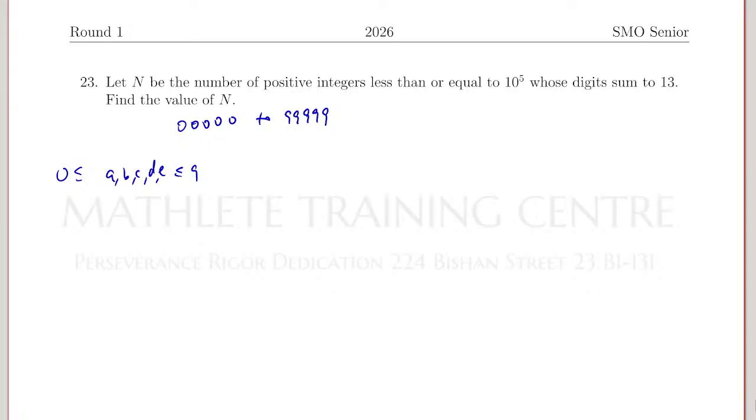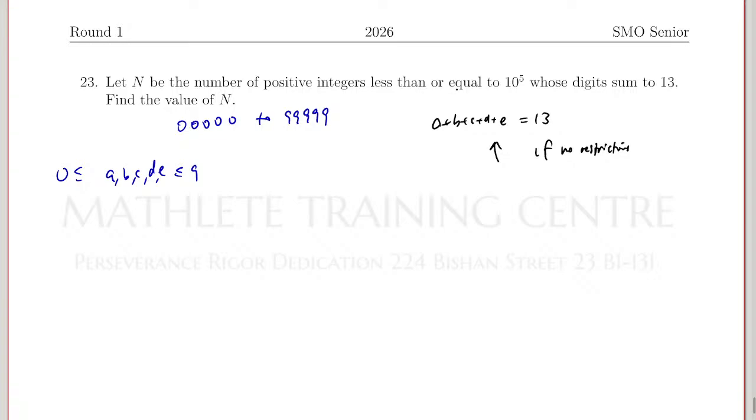So one option is that if I'm trying to solve some kind of equation, A plus B plus C plus D plus E equals 13, we can use our stars and bars. That's a standard idea. But because of the upper bound of 9, we can try to remove all those extra cases that don't actually work.